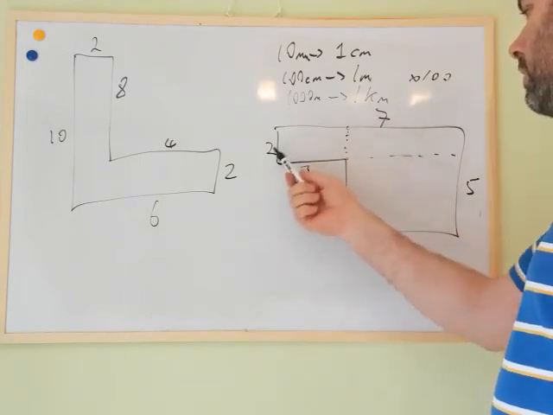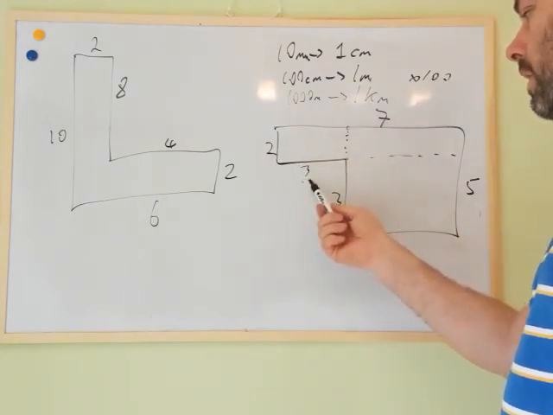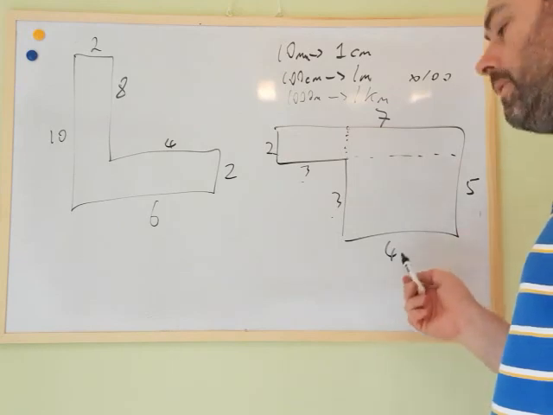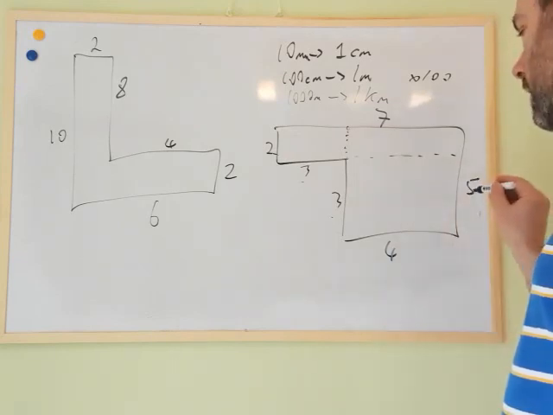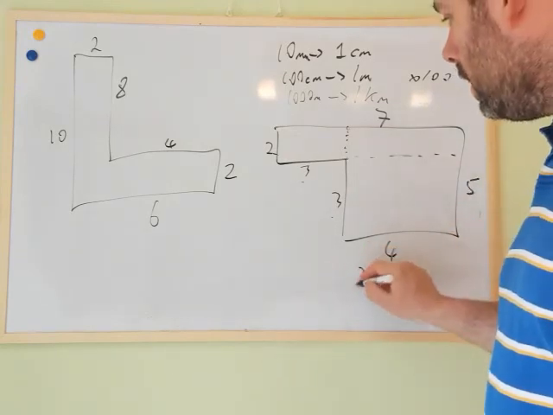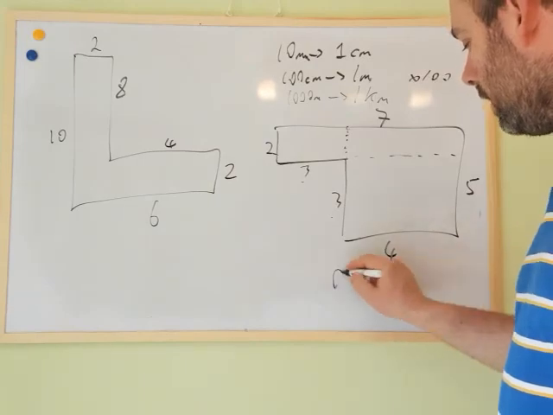Adding them up, 7 plus 2 is 9, plus 3 is 12, plus 3 is 15, plus 4 is 19, plus 5 is 24 centimeters. Okay?